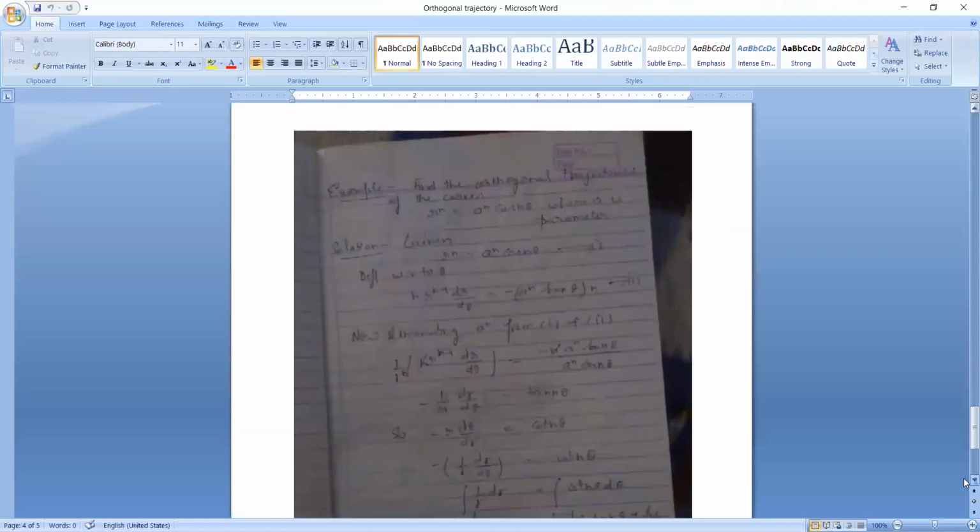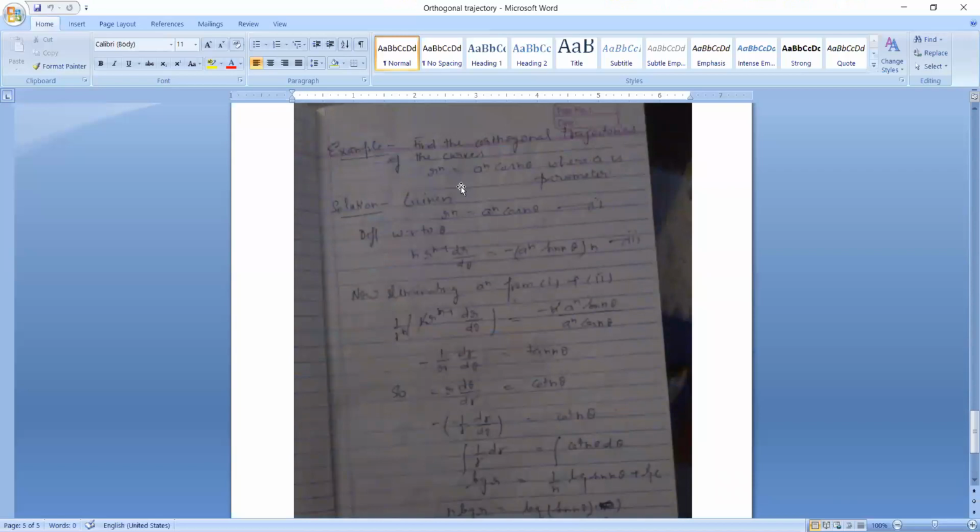For example, find the orthogonal trajectory of the curve r^n = e^n cos nθ, where e is the parameter. Given r^n = e^n cos nθ, this is first. Now differentiating with respect to theta, n r^(n−1) dr/dθ = −e^n sin nθ · n. This is second. Now remove e^n from first and second.